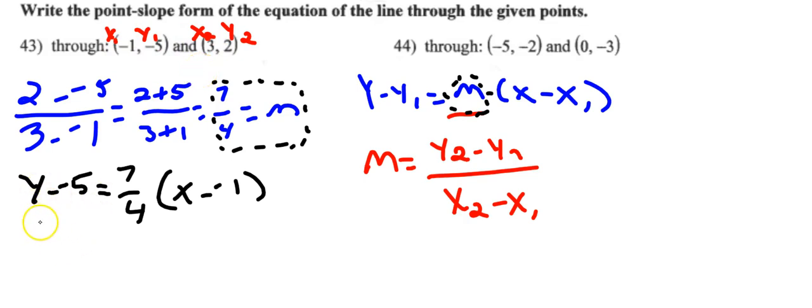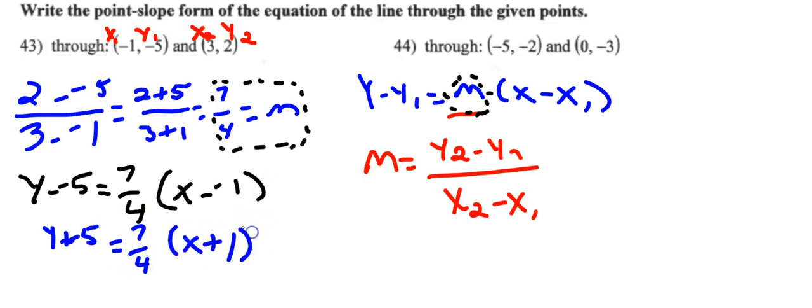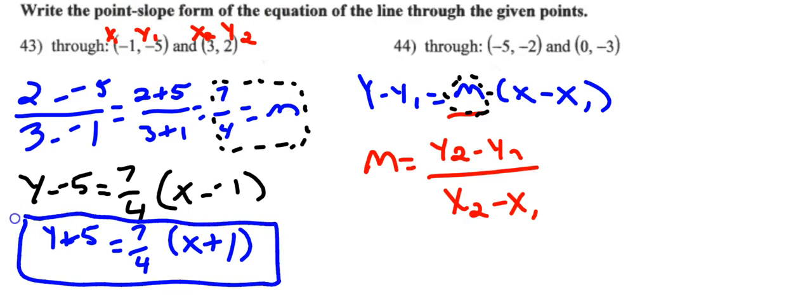So if we simplify this, we have y plus 5 equals 7/4 x plus 1. And that's the equation of the line in point slope form. There it is. Done. All right, that's it for page 7.